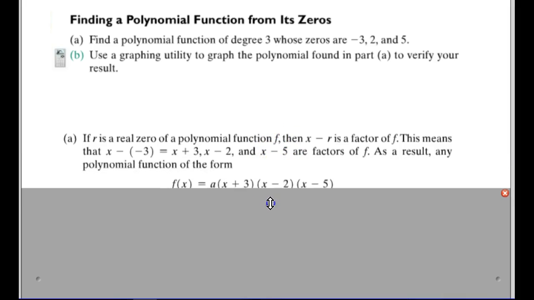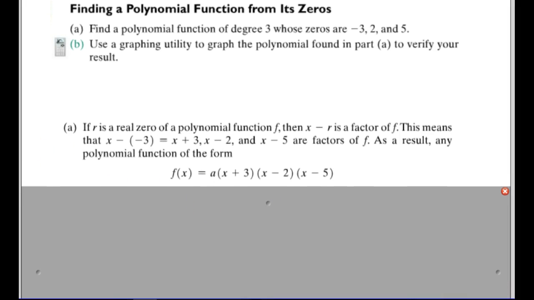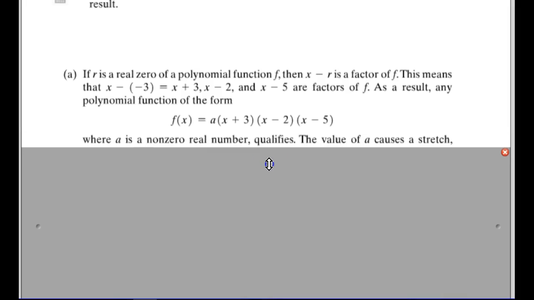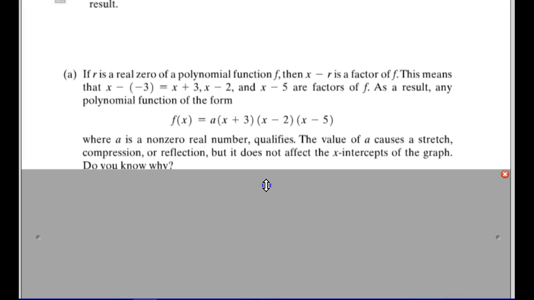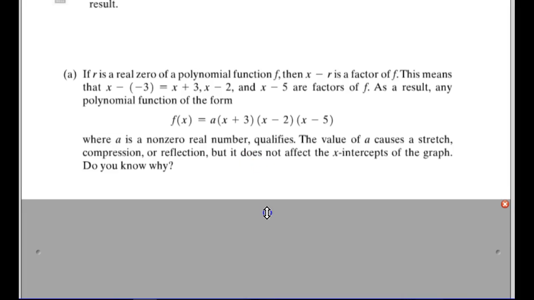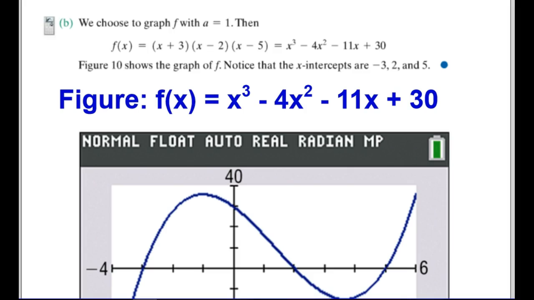So I know when I'm dealing with factors, I can multiply them all together to get my real function. Here I don't really know what a is, but a could be many different things. So a just tells me the stretch or shrink, right? So how steep it's going to be or how flat it's going to be. It doesn't actually change any of the zeros. So I can pick any a value for that one. So we're going to just decide that a can be 1, right? We're going to be as simple as we can. So I go ahead and I expand my polynomial. So I multiply out my binomials, and I end up with x cubed minus 4x squared minus 11x plus 30.